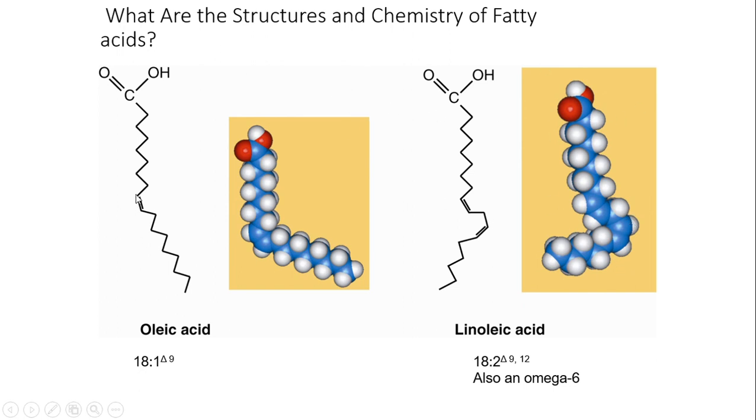We will talk more about that. The other thing I want you to note here is these are cis double bonds. In all but one of the fatty acids we look at, we are going to have cis double bonds. So all the unsaturated fatty acids we're looking at right now are going to have cis double bonds. These are liquids at room temperature, so they're oils.